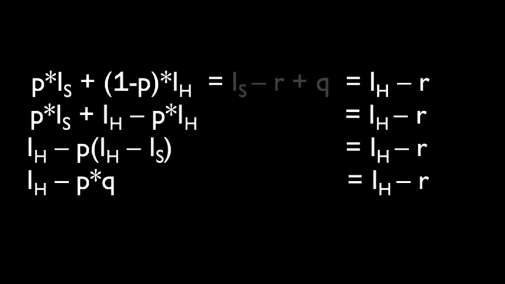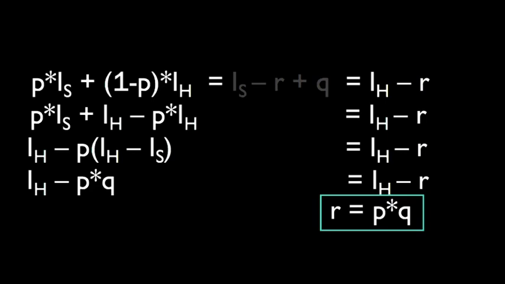Step 4, we're just going to move things around to solve for R. So what we get is R equals P times Q. In plain English, what does this mean? It means the premium should be equal to the consumer's probability of getting sick times the payout they'll get if they get sick.